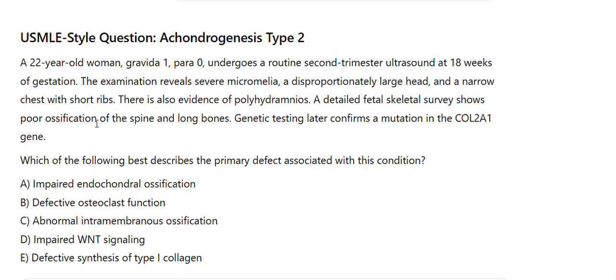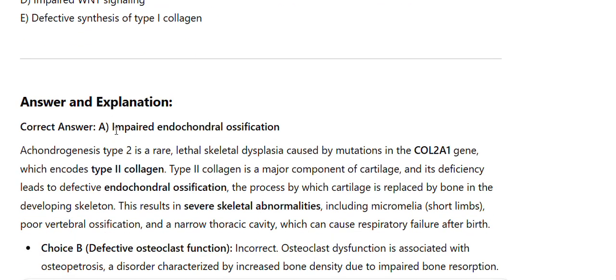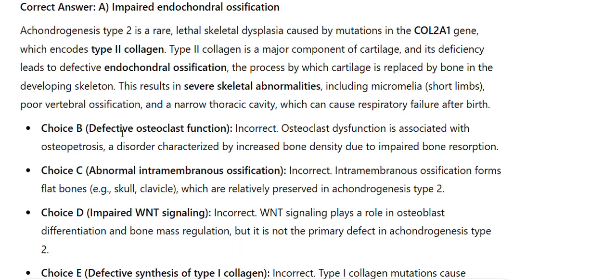Answer and explanation. Correct answer: A. Impaired endochondral ossification. Achondrogenesis type 2 is a rare, lethal skeletal dysplasia caused by mutations in the COL2A1 gene, which encodes type 2 collagen. Type 2 collagen is a major component of cartilage, and its deficiency leads to defective endochondral ossification, the process by which cartilage is replaced by bone in the developing skeleton.